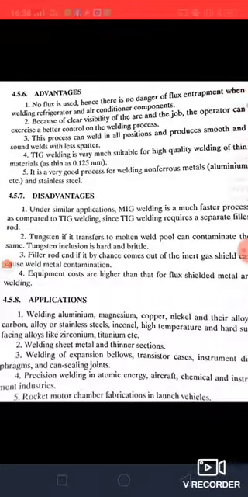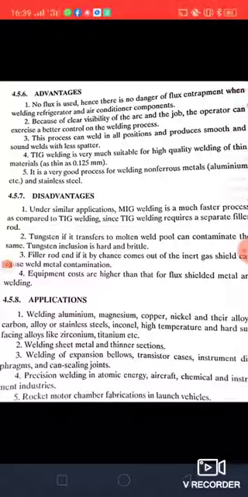For example, in TIG welding, we have a limited length of filler electrode, so at a certain period of time the filler electrode has to be changed. In MIG welding, this issue is not there, because there is a continuous reel of filler electrode. Due to this, the downtime of TIG welding is more as compared to MIG. So this is a disadvantage of TIG welding, that its downtime is more.